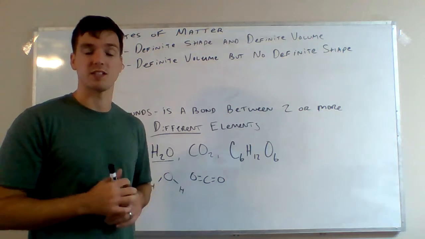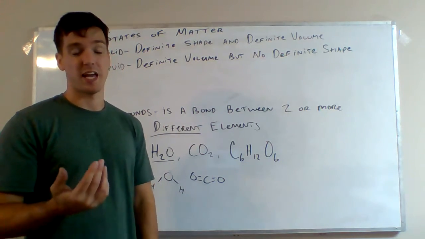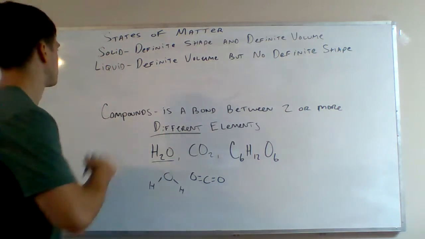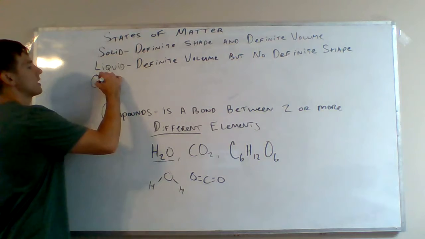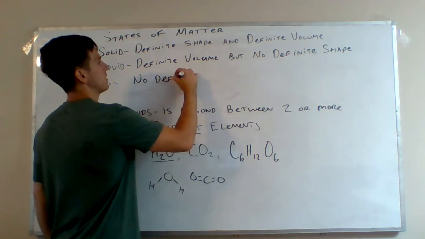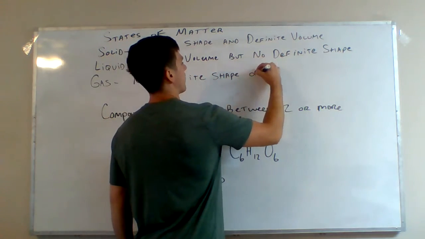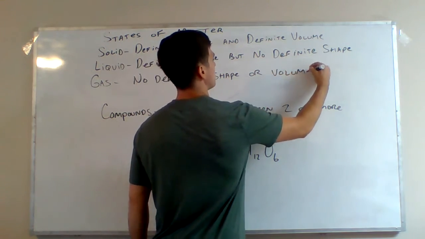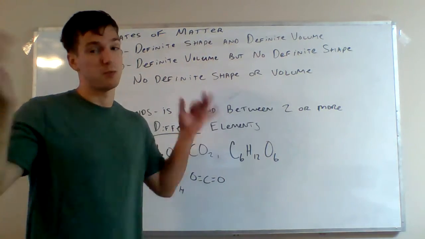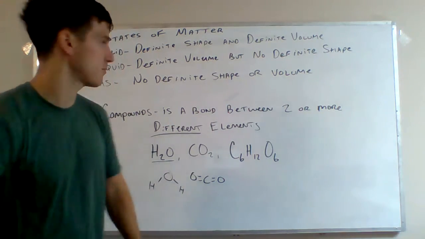It fits to its container, right? If I put it in a fishbowl, it takes the shape of the fishbowl. If I put it in a soda bottle, it'll take the shape of the soda bottle. So definite volume, no definite shape. Gas, it has neither. It's no definite shape or volume, okay? It's always moving. It's going inside the room, out of the room. It's moving really quickly. We don't know the definite volume at all times or the definite shape.